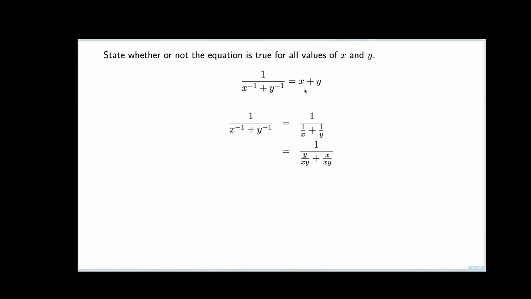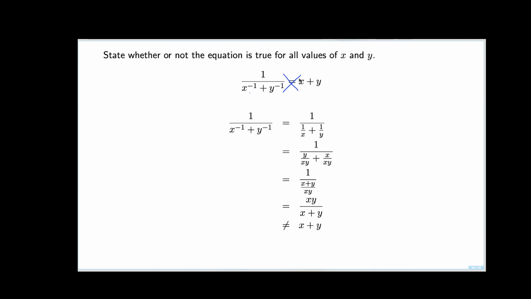So our 1 over x we'll write as y over xy, and our 1 over y we'll write as x over xy. We now have a common denominator xy, so we can combine those fractions, and we get 1 all over x plus y over xy, so that fraction in the denominator flips, and we get xy over x plus y, and we can see right away that that is not equal to x plus y. So again, we can see why analytically this equation is not true.